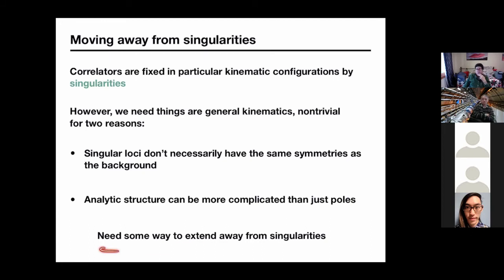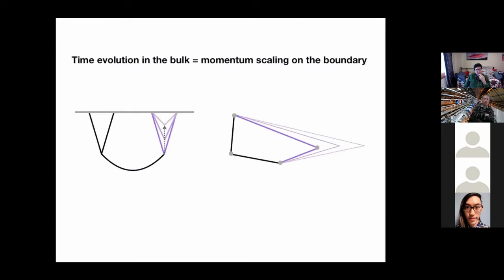And so what we need is some tools to understand how to extend these correlation functions away from their singularities, okay? Also, related to Marcus's point, let me remind you that another reason you want to do this is we want to understand how correlation functions change as we change the shape of the points that we're trying to compute the correlation function of.